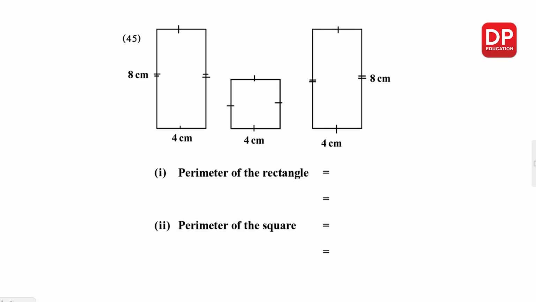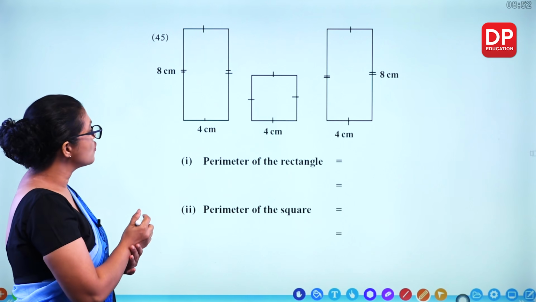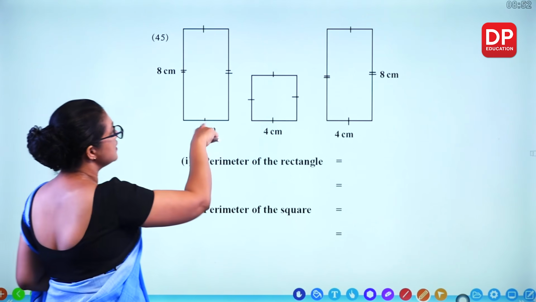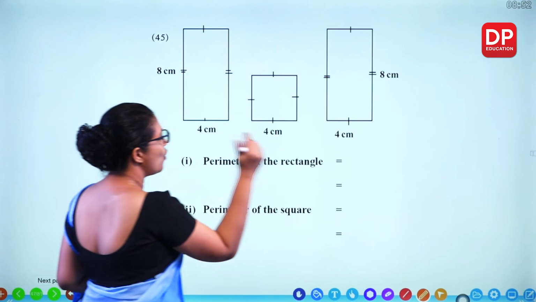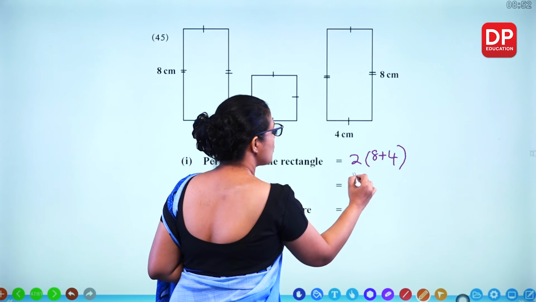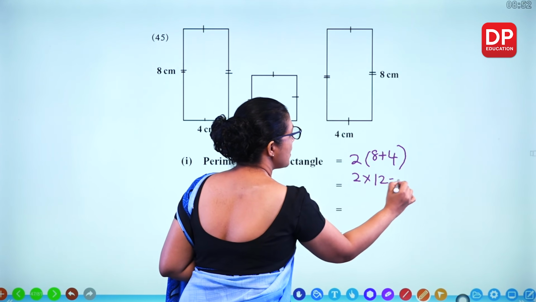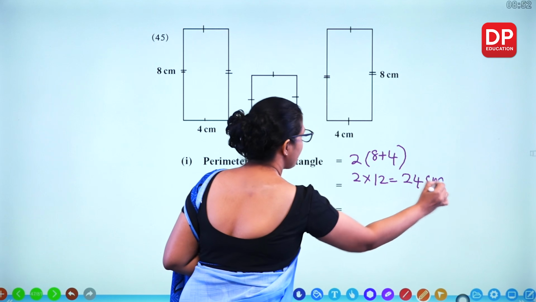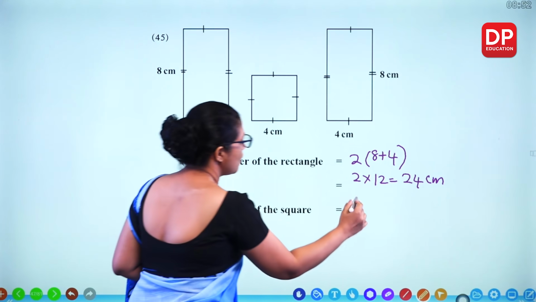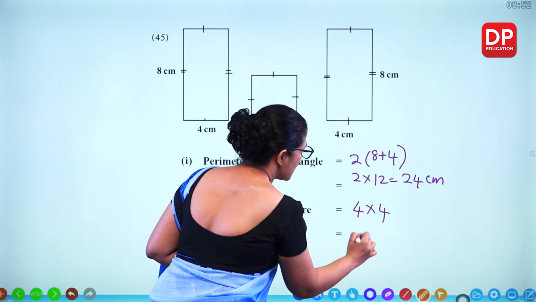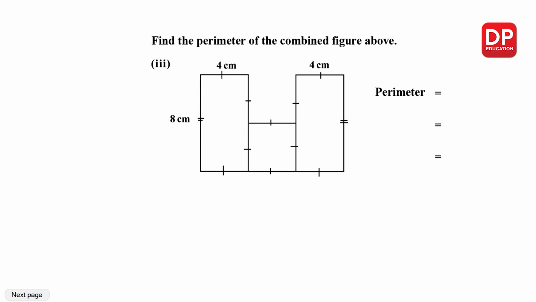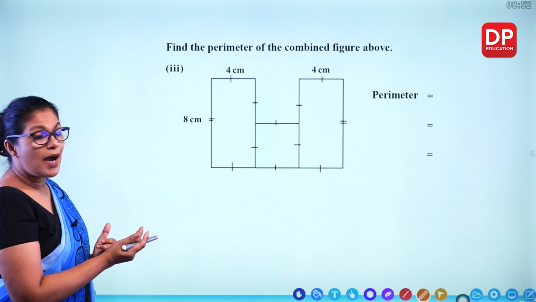Now, 2 rectangles and 1 square. Perimeter of the rectangle. So this length is 8 and breadth is 4. So 2 times 8 plus 4. 2 times 12, 24. Perimeter of the square. 4 times 4, 16 centimeters. Now we'll see, find the perimeter of the combined figure above.